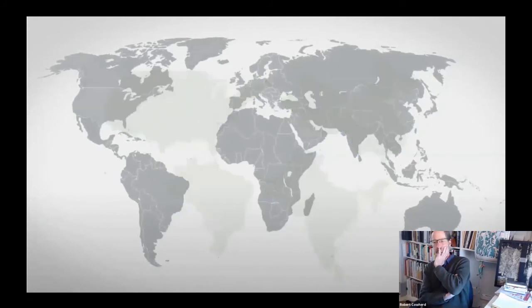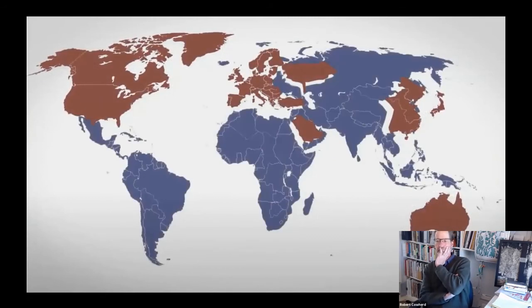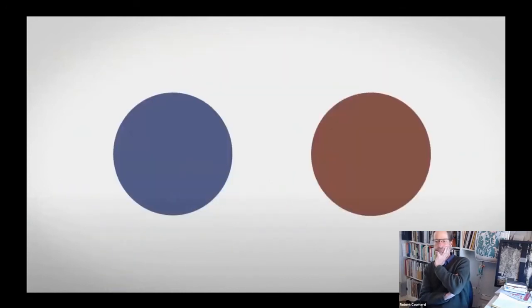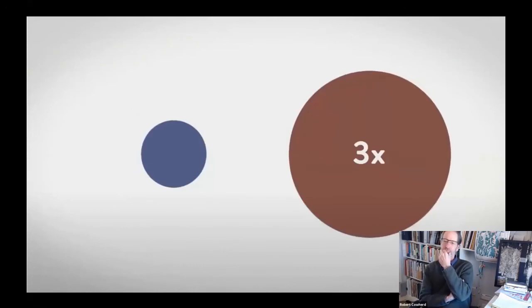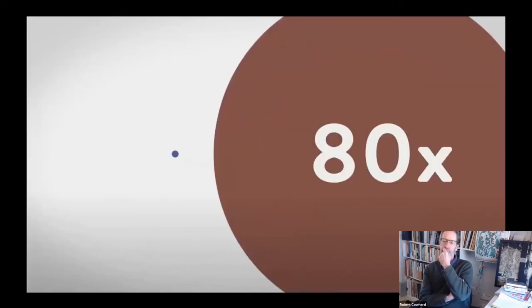We can also see this difference geographically, with a huge and growing gap between a few rich places versus the majority of the world. For most of history, things were much more equal. 200 years ago, rich countries were only 3 times richer than poor countries. By the end of colonialism in the 1960s, they were 35 times richer. Today, they're about 80 times richer.